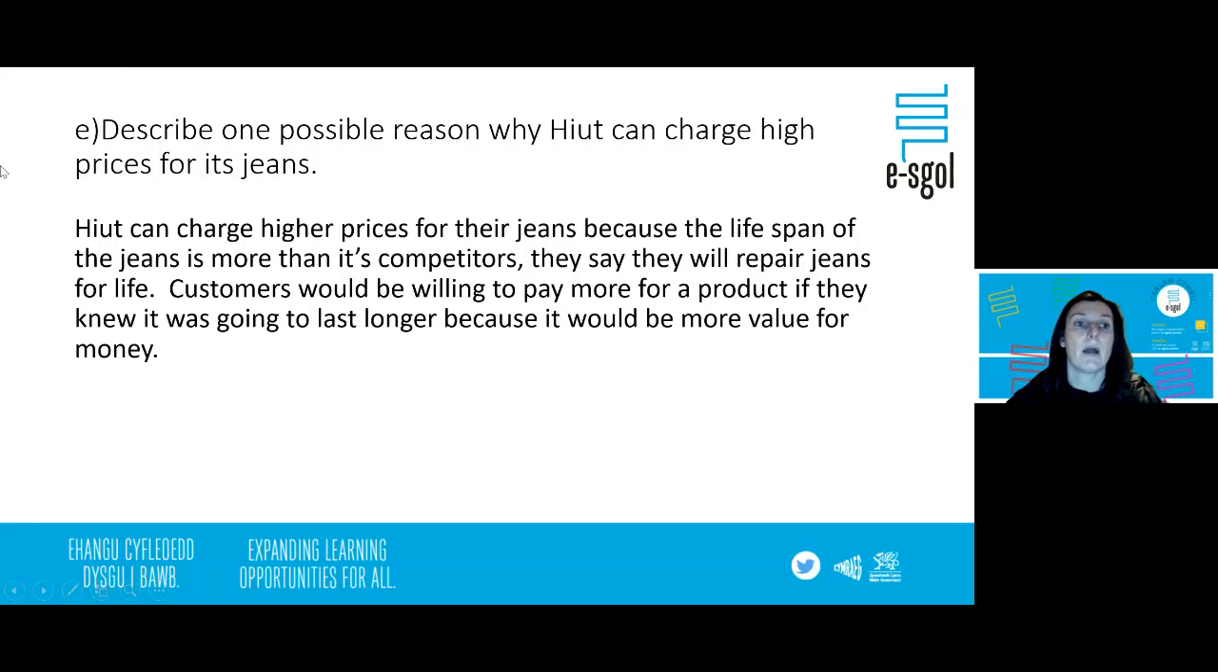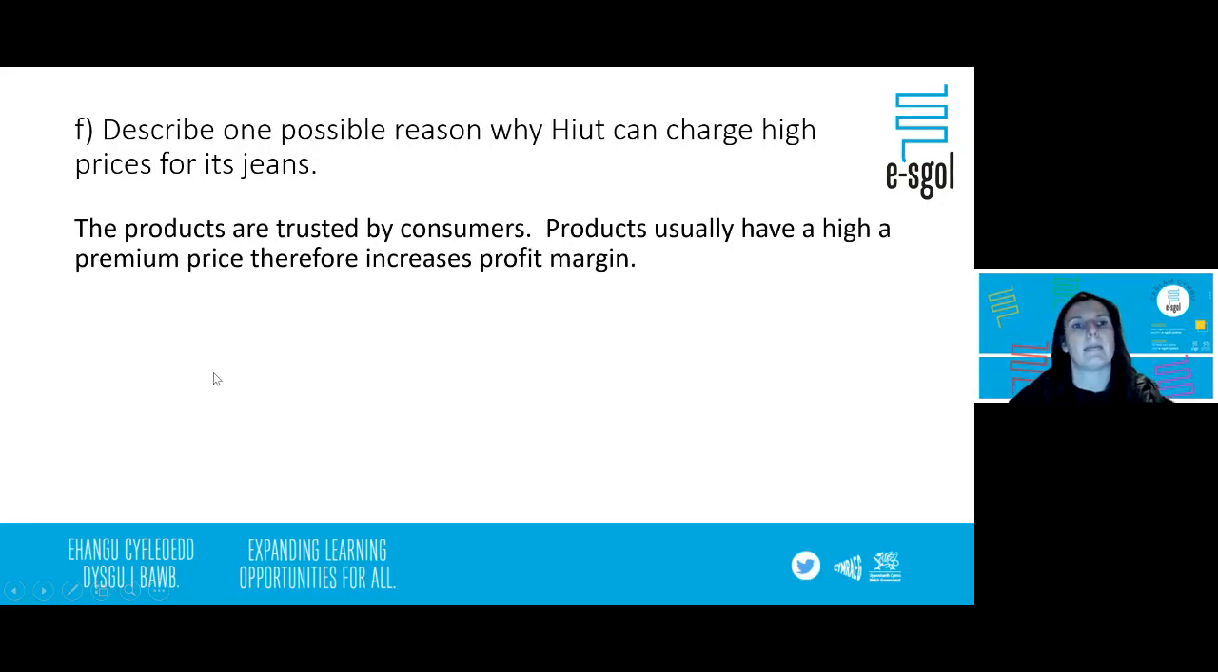Okay, so question E was: describe one possible reason why Hyatt can charge higher prices for its jeans. So Hyatt can charge higher prices for its jeans because the lifespan of the jeans is longer than its competitors. They say they will repair the jeans for life. The customers would be willing to pay more for a product if they knew it was going to last longer because it would be more value for money. So again, I'm expanding on that. I think this was worth 2 marks, and it's just making sure that you're expanding on the point you're making.